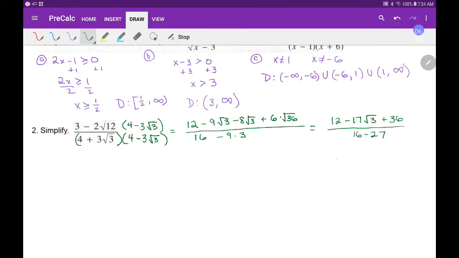So let's see, our final product here is going to be 48 minus 17 square root of 3 over, we got a negative, maybe we'll put the negative out in front, and we have 11 on the bottom. Okay. I don't think I can simplify that anymore.